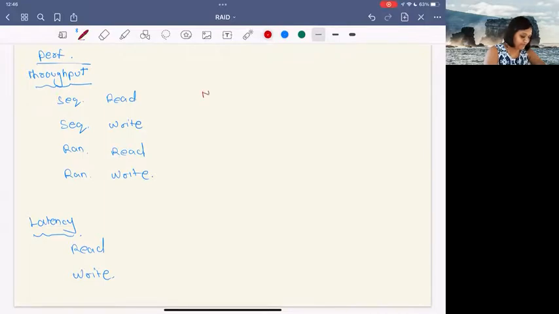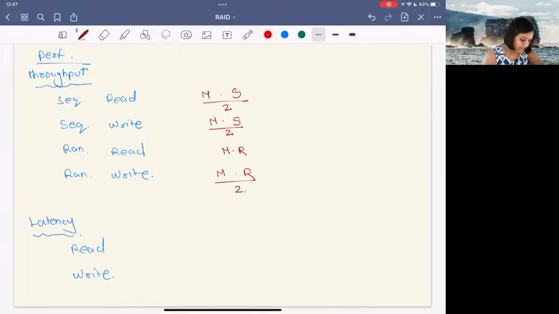So for sequential read, it's N into S over 2. Hold on your horses. Yes, over 2. For sequential write, it is still N into S over 2. For random read, it is N into R, no, over 2. For random write, it is again still N into R divided by 2.